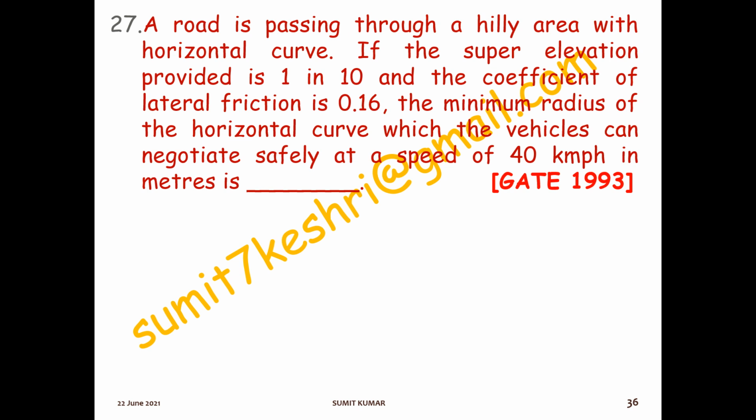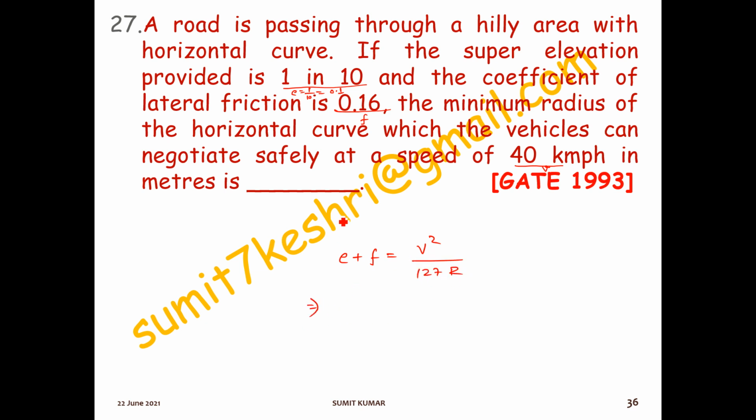Now here the question: a road is passing through a hilly area with a horizontal curve. If the super elevation provided is 1 in 10, that is E is equal to 1 by 10, that is 0.1. The coefficient of lateral friction, that is F, is given as 0.16. What is the minimum radius of the horizontal curve which the vehicles can negotiate safely at a speed of 40 km per hour? Here the very basic equation, E plus F equal to V square by 127 R.